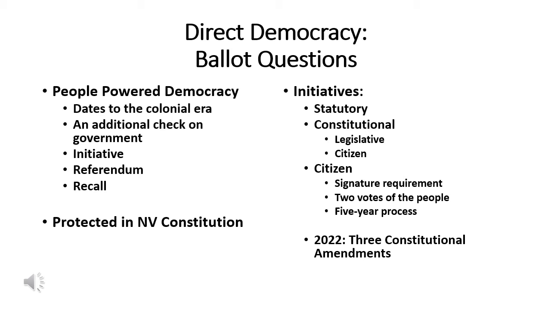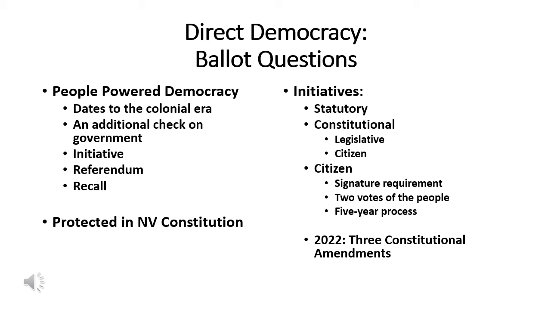What we have on our ballot this time are initiatives. And so this is where the people get to initiate laws directly. The people get a say in initiating laws. There's two types of initiatives. There's statutory, and then there's a constitutional amendment.